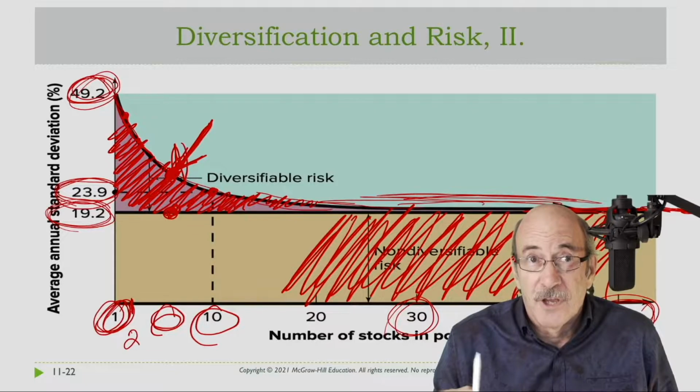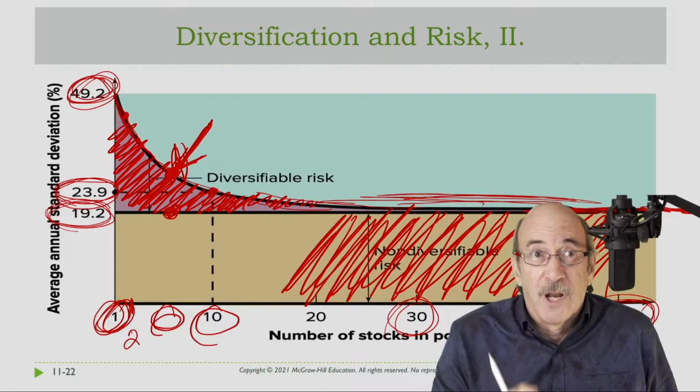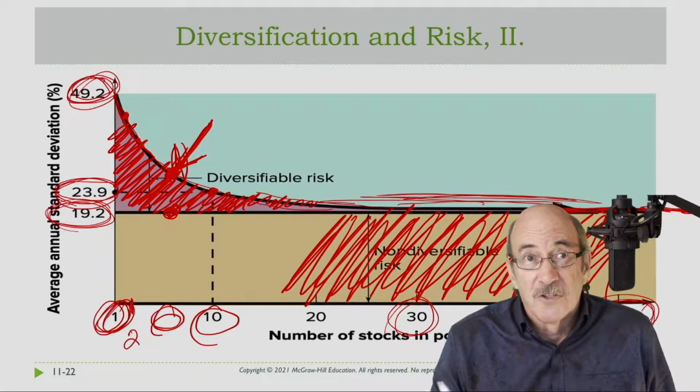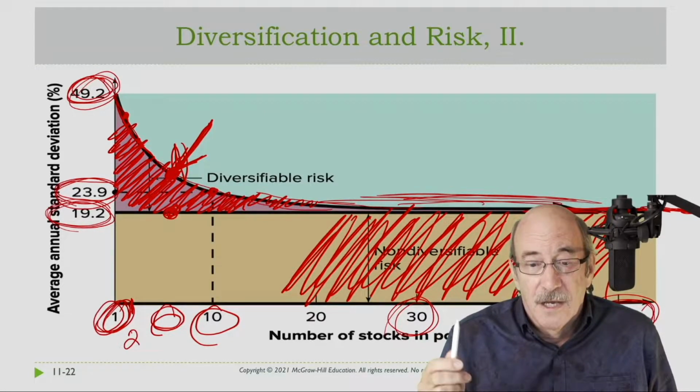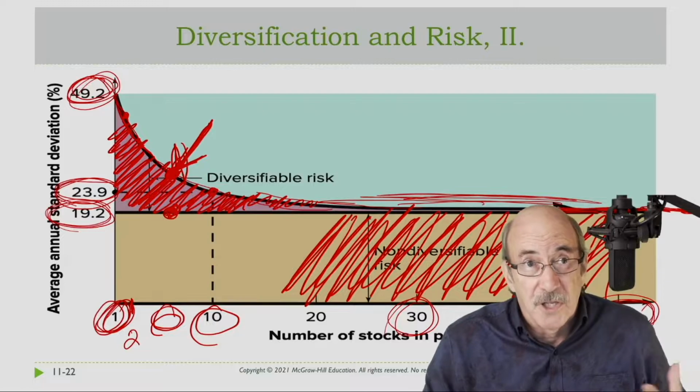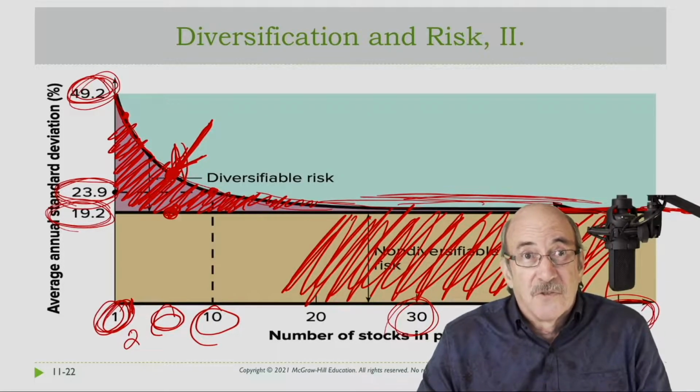And that's why this idea of drawing these firms at random is so important, because then we have a fairly good chance that diversifiable risk is not correlated with the other companies in our portfolio. And basically, those risks cancel each other out.